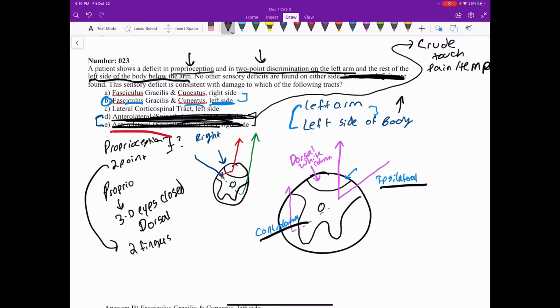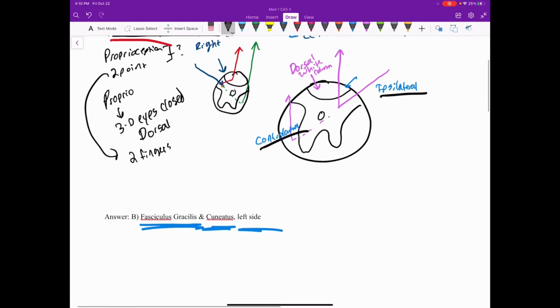You could also cross out lateral corticospinal tract because why? That's for motor, not for sensory. Then all you would have to do is figure out if it was left or right side. But whatever way you figure it out and you got the question right, go for it.